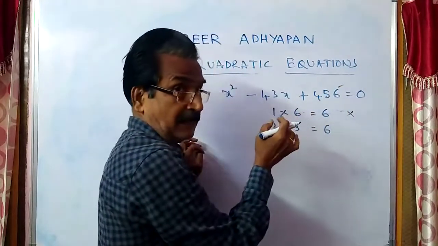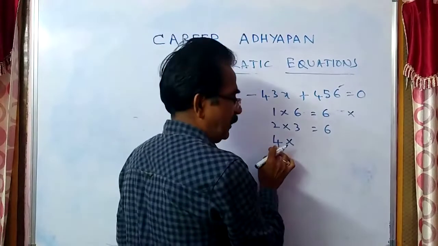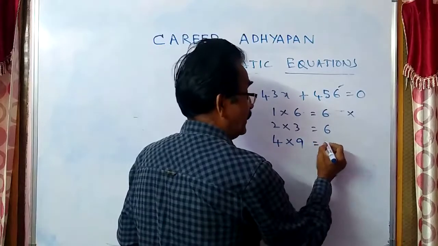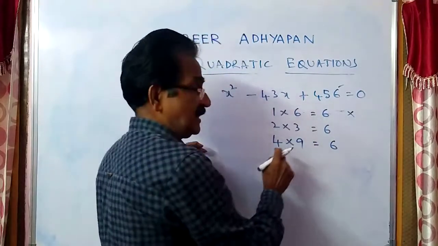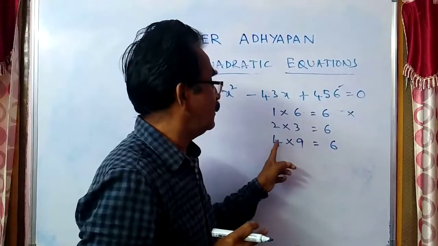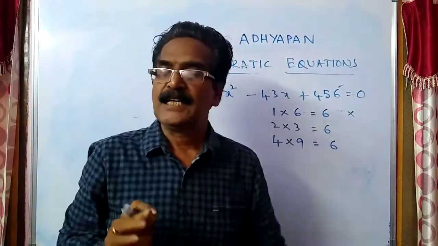The unit digit in the product is 6. So if you take 4 here, it must be 9. 4 into 9, 36. So the unit digit is 6. And the sum of the roots, 4 plus 9, is 13. 3 is coming.